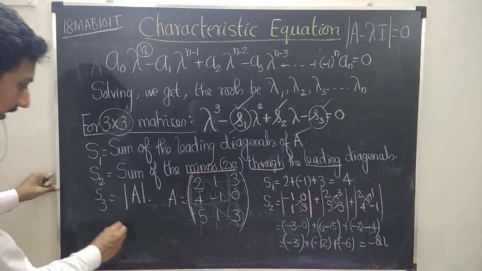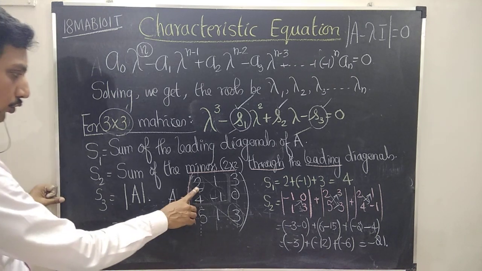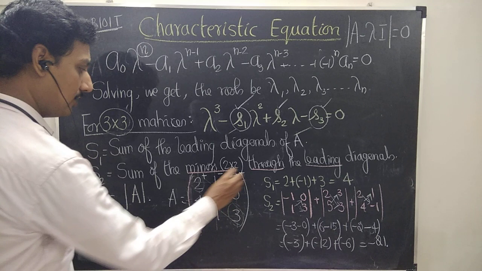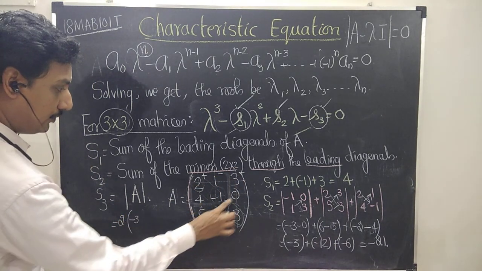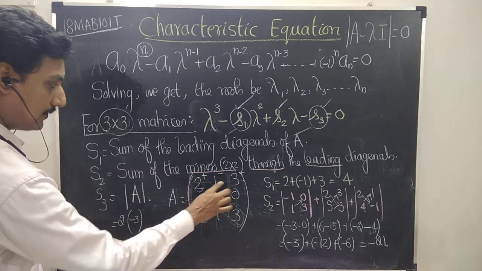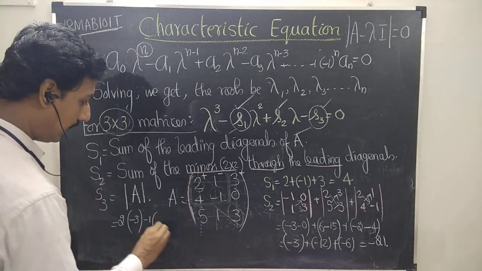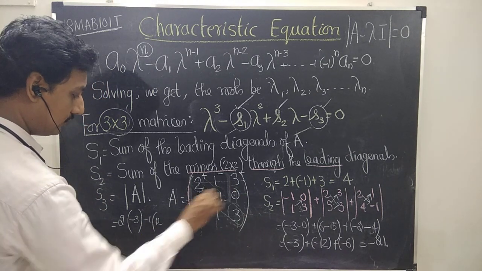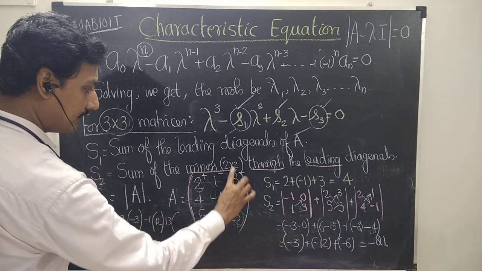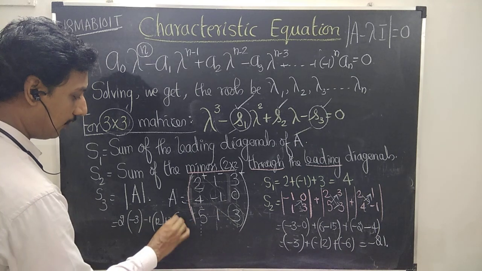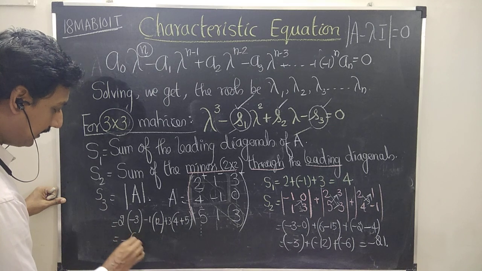Got it? What about S3? S3 is the determinant of A. You already know how to get the determinant of A. So this is plus, this is minus, this is plus. 2 into minus 1 into 3 is minus 3, 1 into 0 is 0. Close the bracket. Minus 1 into, for this row and this column cancelled, 4 3s are 12, minus 5 into 0 is 0. Close the bracket. Plus 3 into, for this row and this column eliminated, 4 1s are 4, minus 5 into minus 1 is minus 5. So minus 1 minus, plus 5.